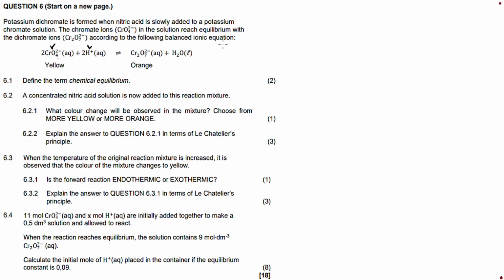balanced ionic equation. So the spectator ions bawakhipile. So it's just the ionic reactions, right? The active ions, the active ions ngaphakathi kwele reaction. So with 6.1, they want us to define what is chemical equilibrium.